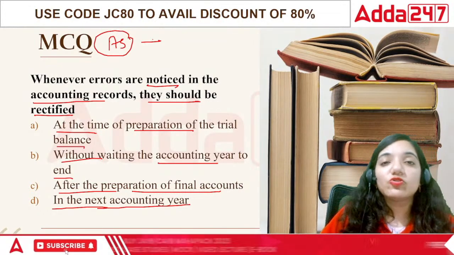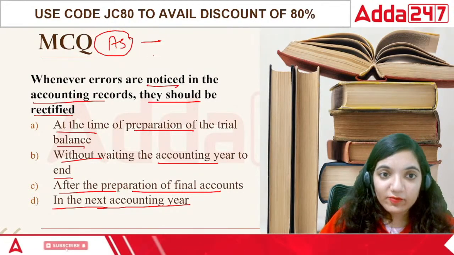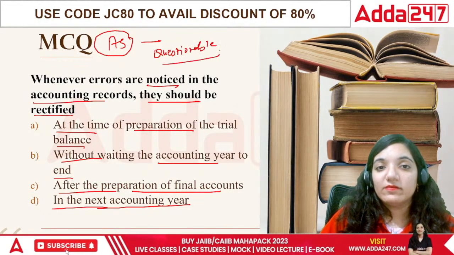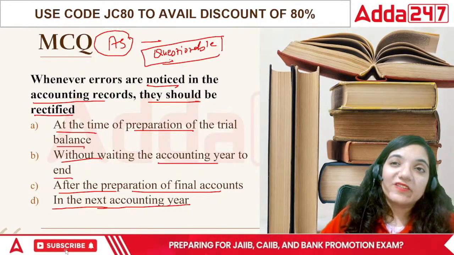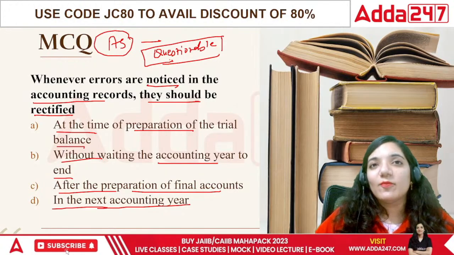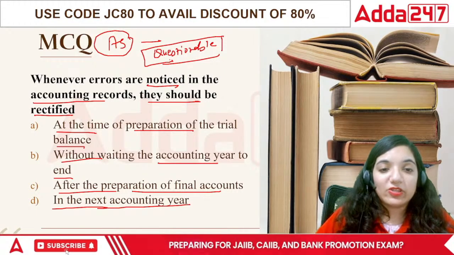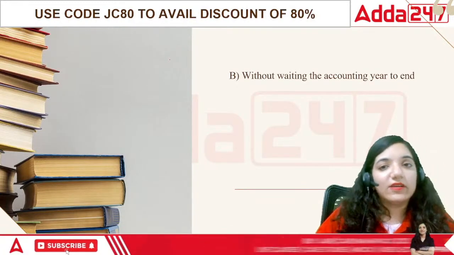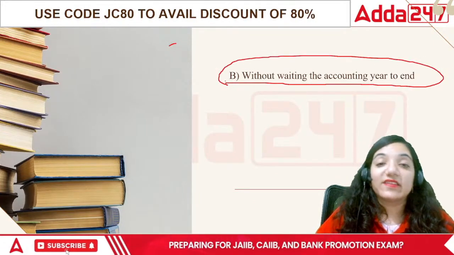Whenever you find an error, you should not wait for the upcoming period. What will happen in this case? You are creating books of accounts which are questionable. They are not reliable. To become reliable, the books of accounts have to be absolutely clean. And if there are errors, it's absolutely fine to have errors, but those errors require proper rectification. So without waiting for the accounting year to end, you will record it in this particular year only. You will not wait for the next accounting year.